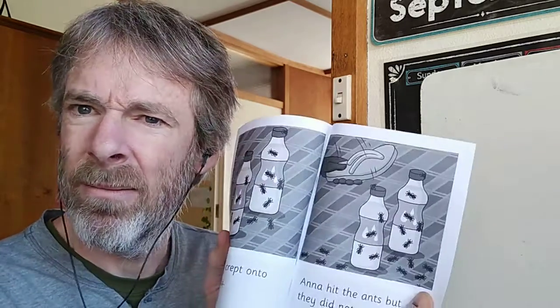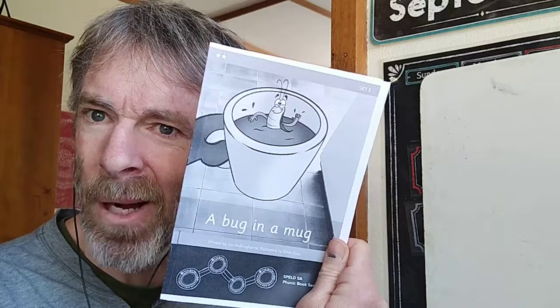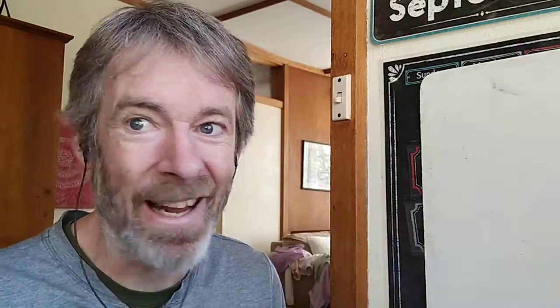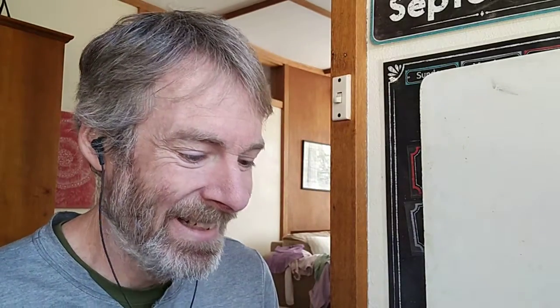Now I just grabbed four. There are plenty to choose from, all right? When Mom Got Back, Ant Nest, does that have a problem in it? They go on a picnic. That tells the story. They went on a picnic and they had a little problem. There was an uh-oh. Bug in a Mug, that's a funny one. And it has a problem in it.